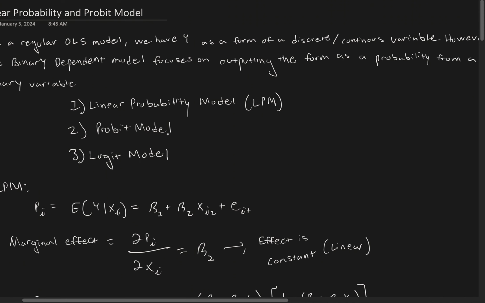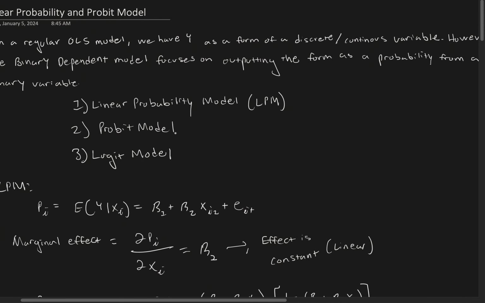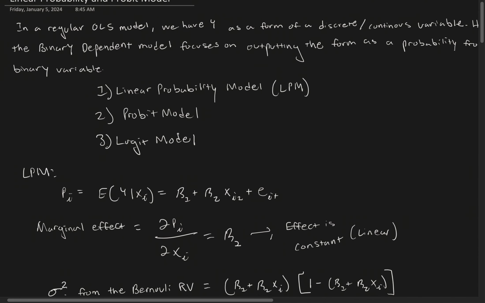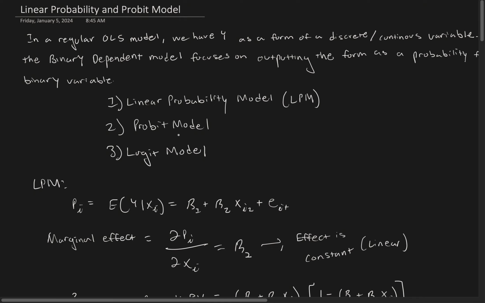And so, in contrast to a standard OLS regression model, where we have the y variable described as a discrete or continuous variable, in this regression function the output is in the form of a probability of something happening or something not happening, or something existing or not existing, or whatever it is.